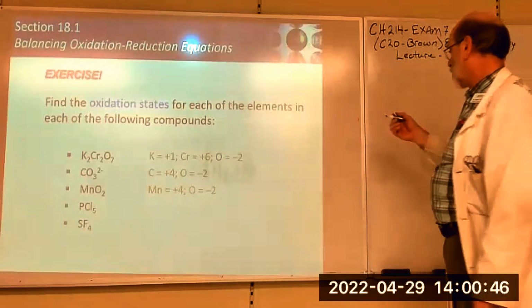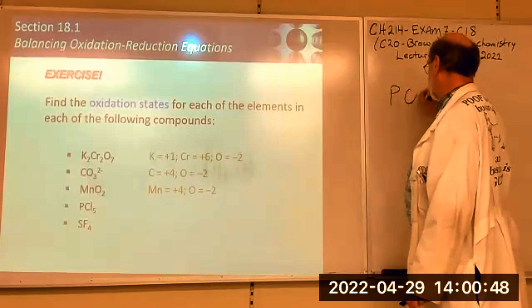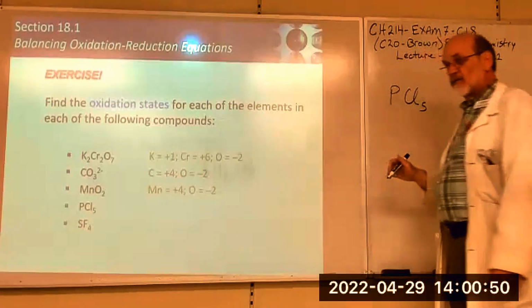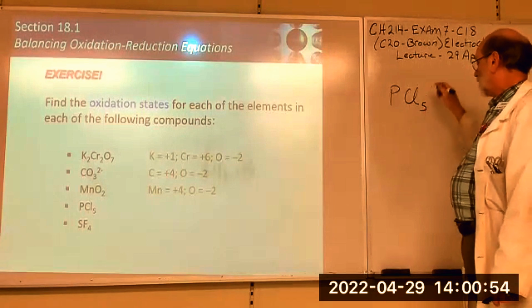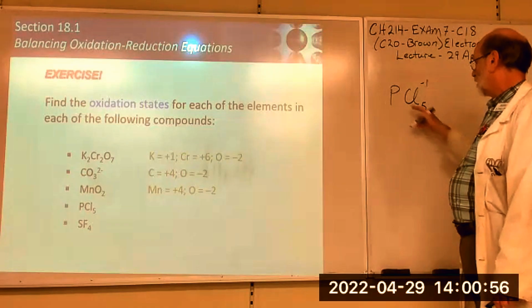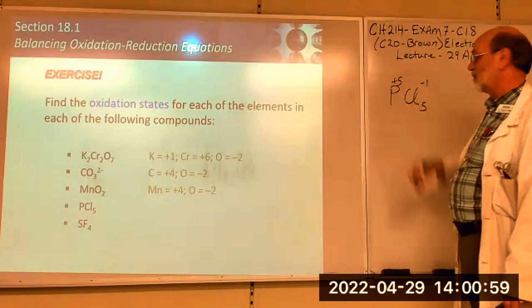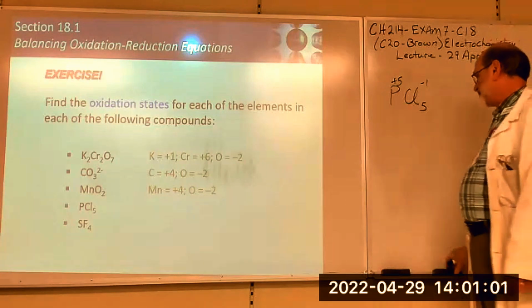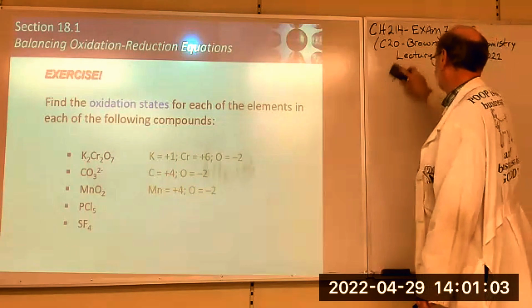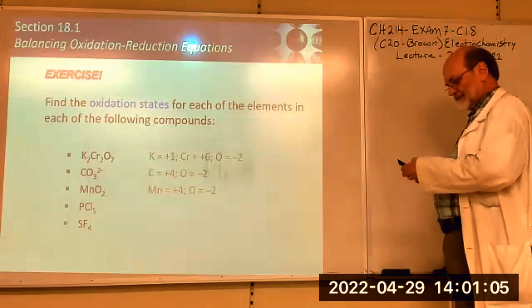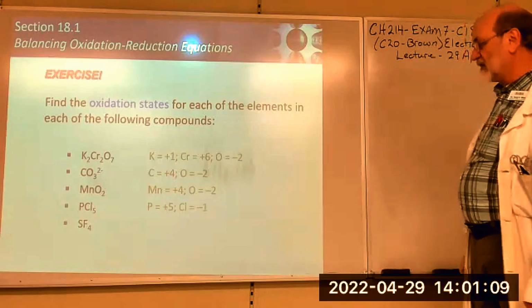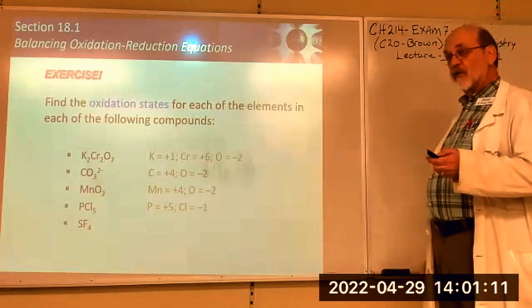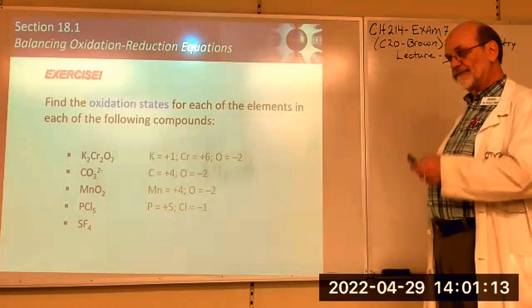PCl5, okay. Here's the one where you have to make an assumption, because we don't have a rule for that one. So you just have to assume that this is -1, which makes this one +5. SF4, that's an easier one. Fluorine is -1, so sulfur has to be a +4.